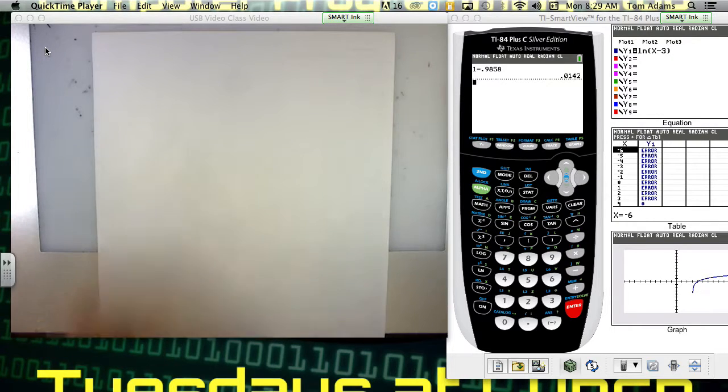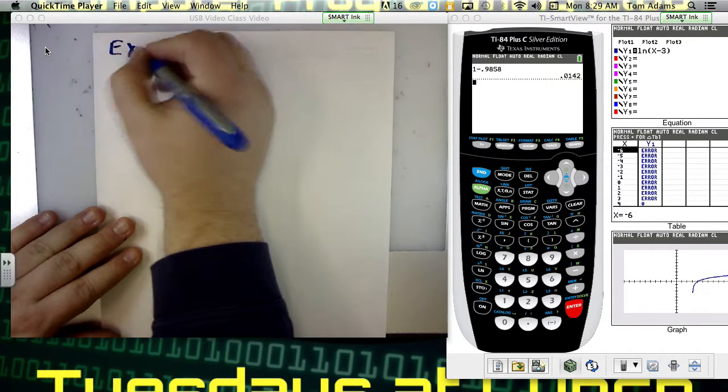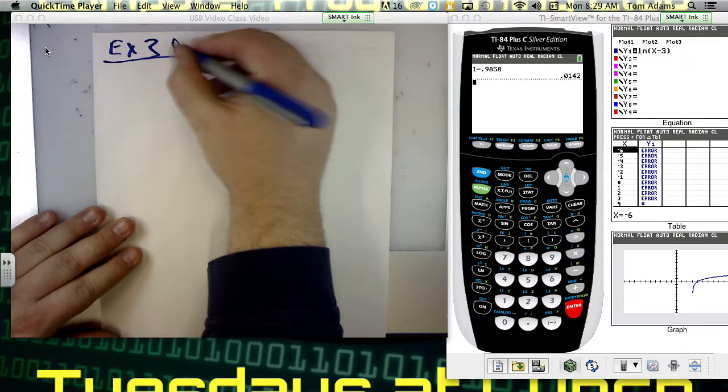All right, so now for example number 3, we're going to look at bacteria growth.